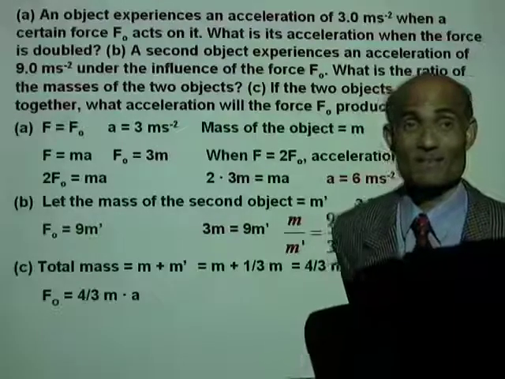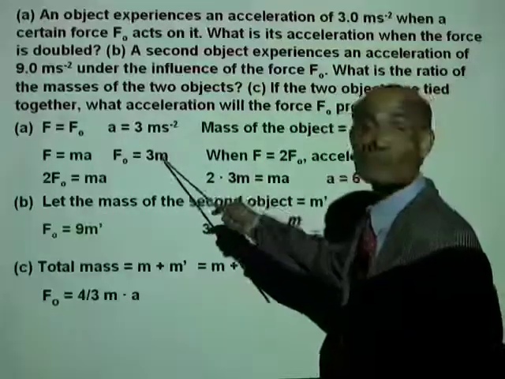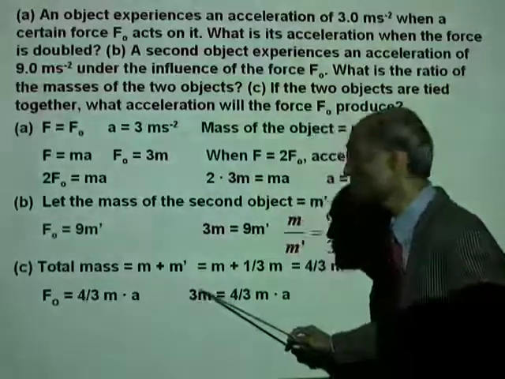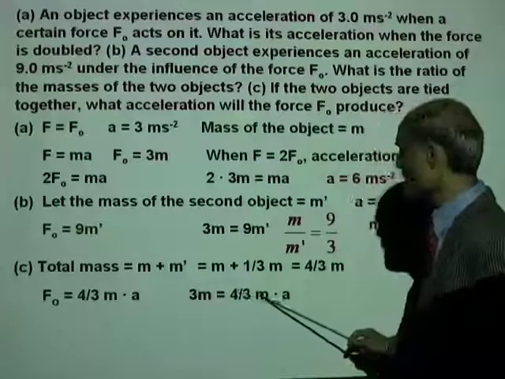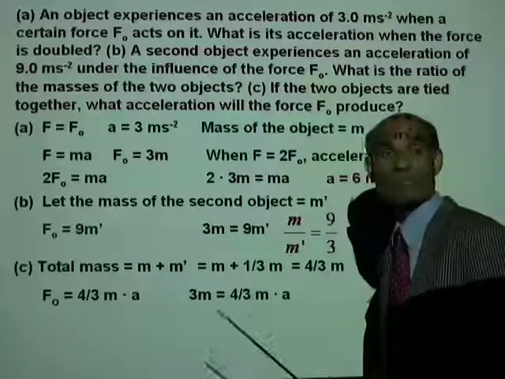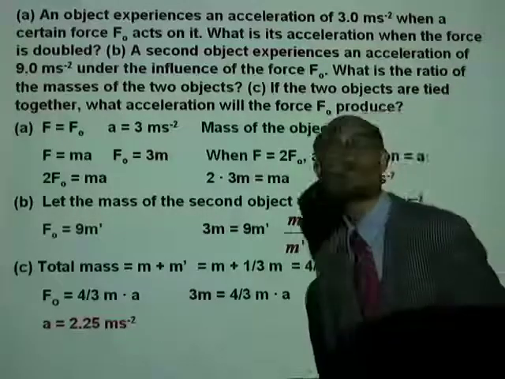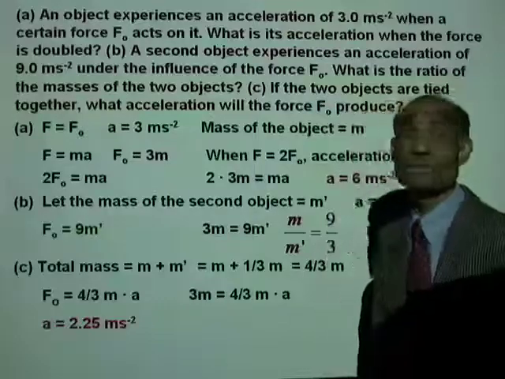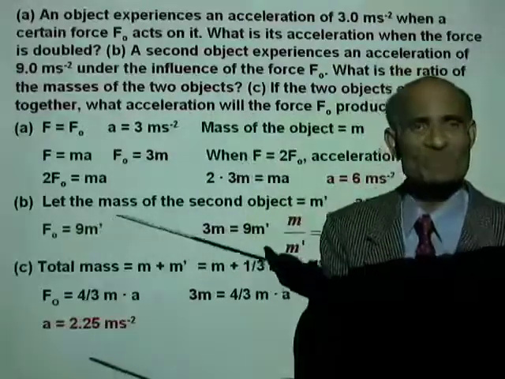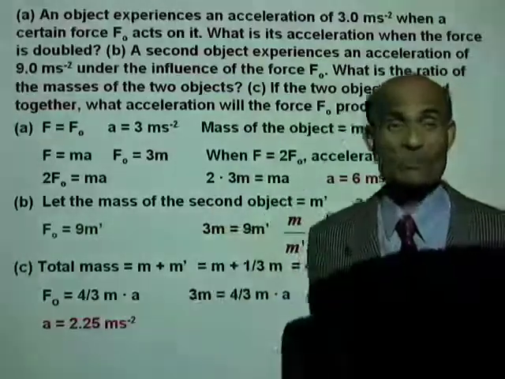Well, glaringly obvious. Replace your F0 by 3m. Is that right? Okay, so F0 is replaced by 3m. 3m equals 4/3 ma. Look at that. On the left and on the right, m will cancel. And we can then solve for a. A equals 2.25 meters per second squared. A very good question to understand the concept we discussed. Alright? I want you to look through this again and try to argue this out on your own.